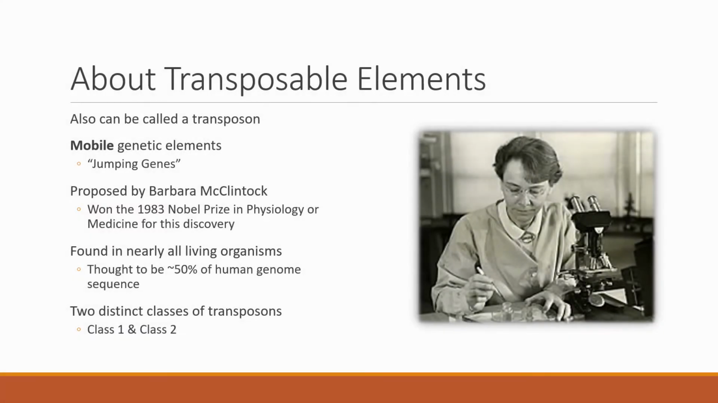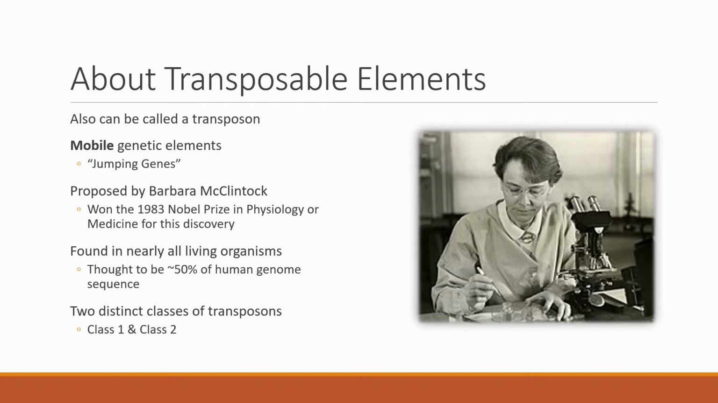I'd like to begin with some information about the structure and function of transposable elements, which I will also refer to as transposons. Transposons are mobile genetic elements which can be found in almost all organisms. They are often referred to as jumping genes because they can move seemingly at random around a genome, jumping from one location to the next in the DNA. Their existence was proposed by Barbara McClintock, and in 1983, she received the Nobel Prize in Physiology or Medicine for this discovery. Transposons are found in almost all living organisms. In fact, remnants of transposons make up around 50% of the human genome sequence.